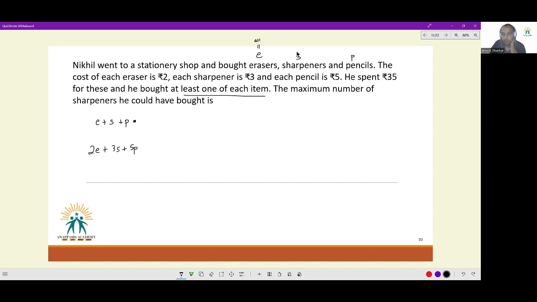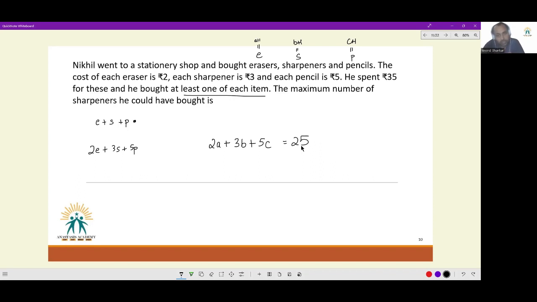Let A plus 1, B plus 1, and C plus 1. Let me go ahead and buy one item of each kind. So I will have 2A plus 3B plus 5C equal to 25. 2A plus 3B plus 5C is equal to 25.